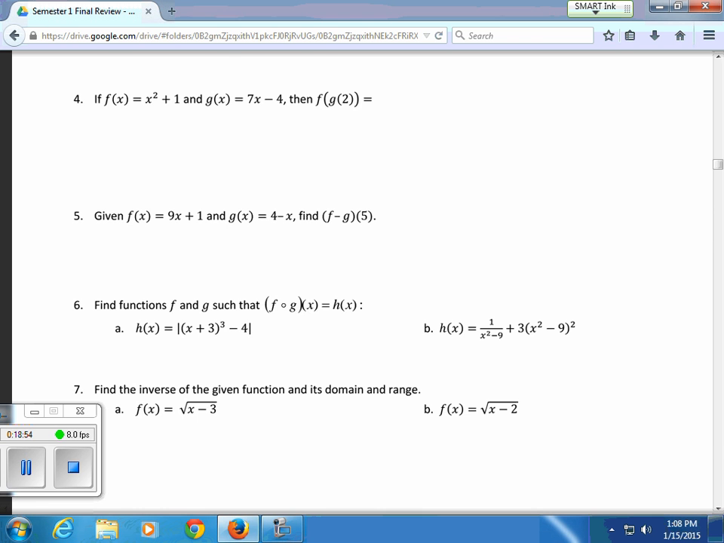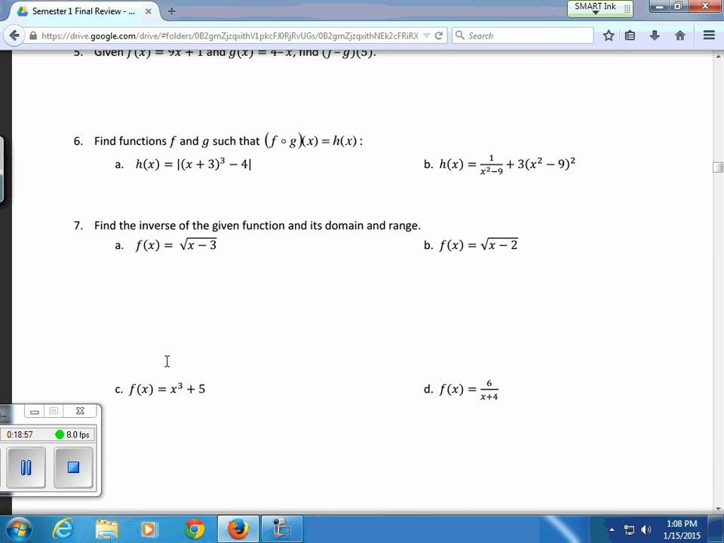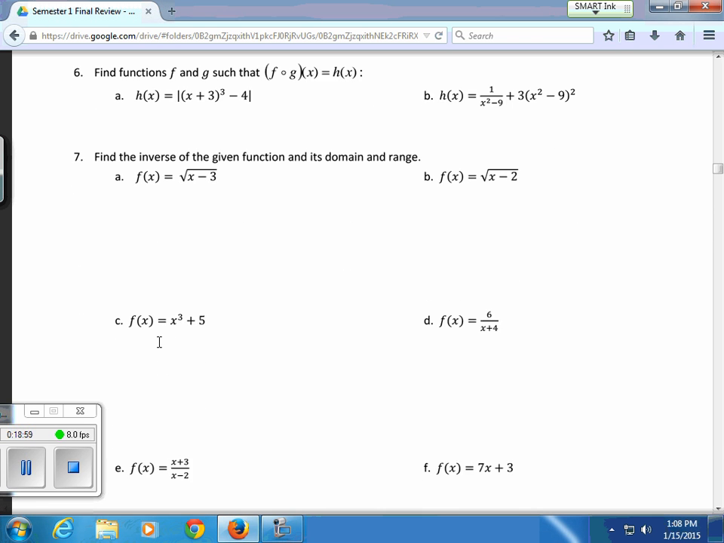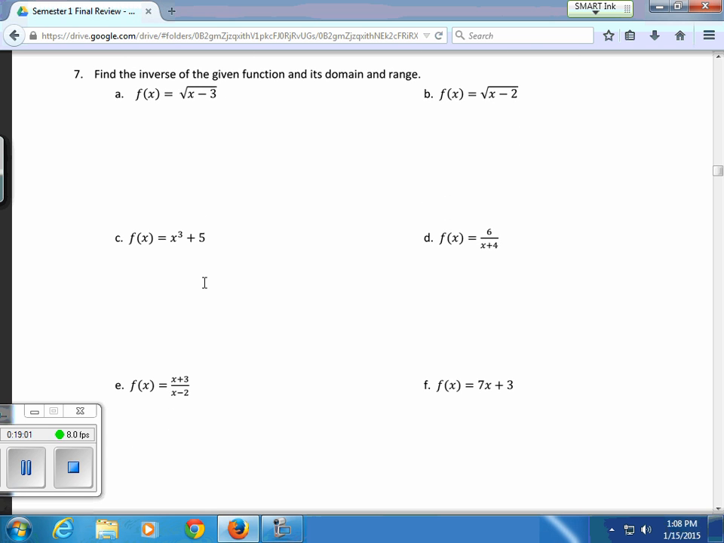So is that 6, 7, 7D? Okay. I'll do D first. That one right there. And find the inverse and its domain and range.